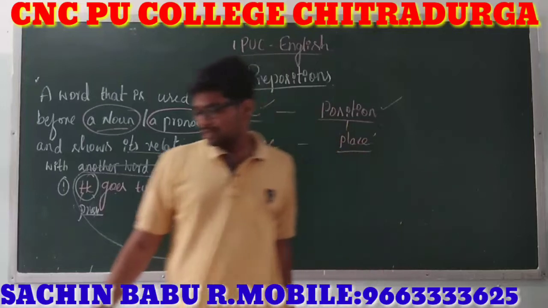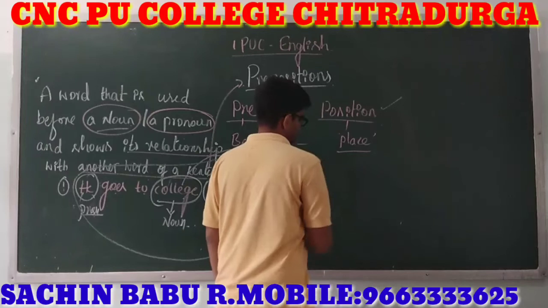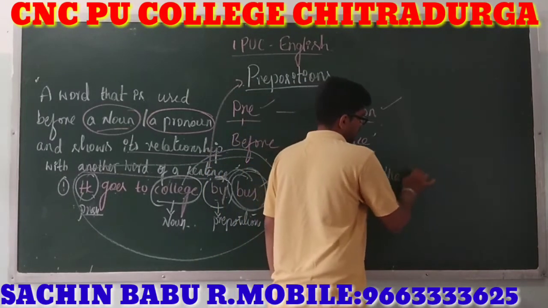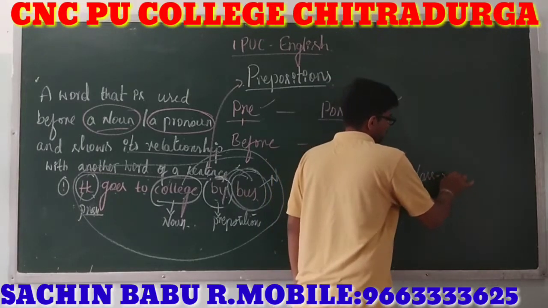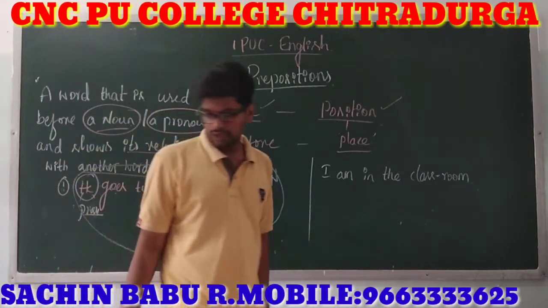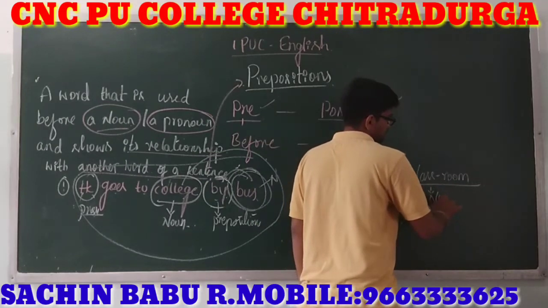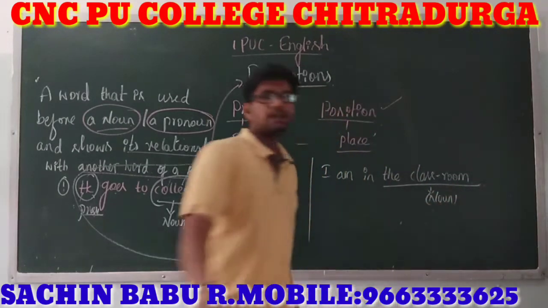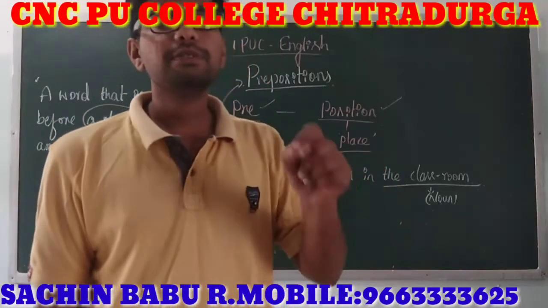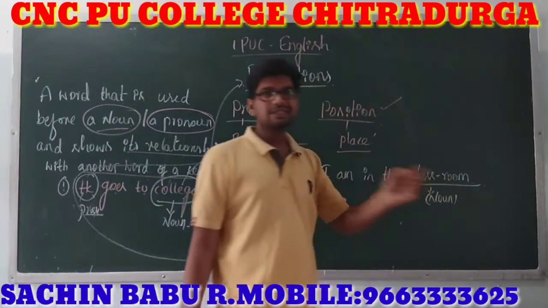So one more example is there. He goes into the office. One more example. I am in the classroom. Look at here. I am in the classroom. So here classroom, that is a noun. Got it? Classroom, that is a noun. Classroom ಅನ್ನೋದು noun. ಯಾಕೆಂದ್ರೆ it is a name of a place, person, animals or things. So that is classroom. That is a noun.